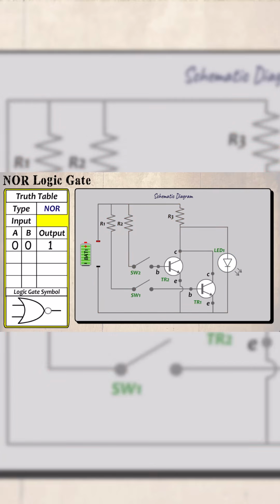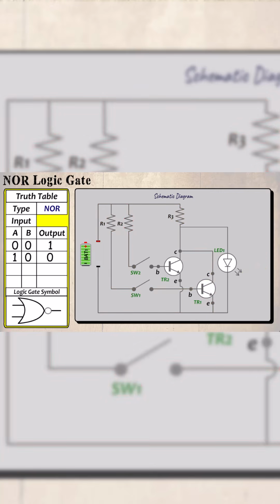Resetting the circuit and closing SW1. Current now flows through R1 and SW1, turning TR1 on. It continues through R2 to SW2, which is still off. It continues through R3 and to the collector of TR1. But because TR1 is on and conductive, it causes a voltage drop across the LED, which then fails to light. So when the input is 1 and 0, the output is 0.